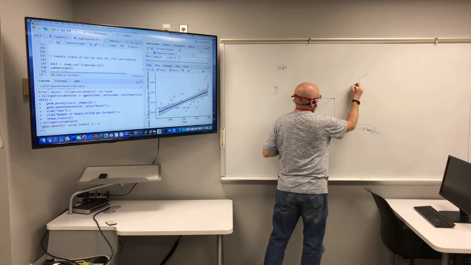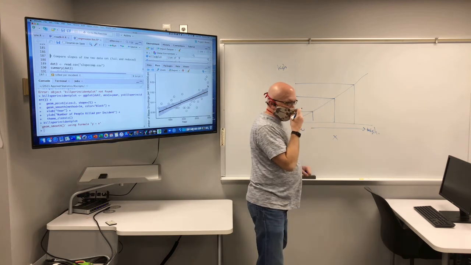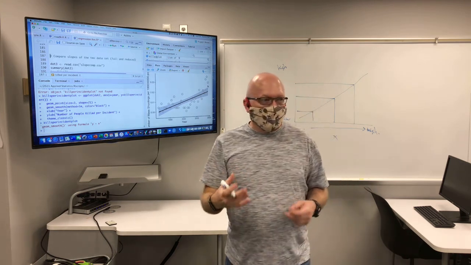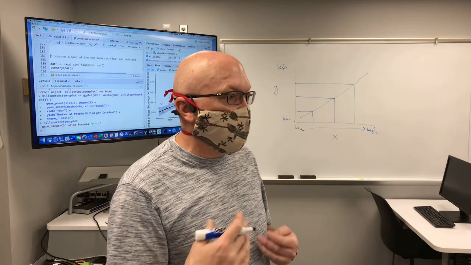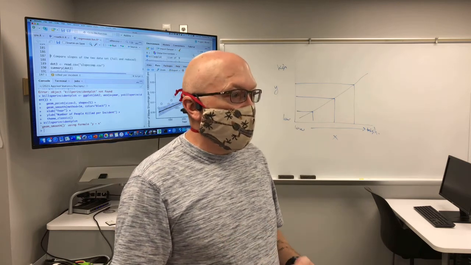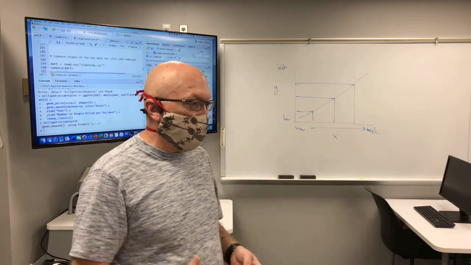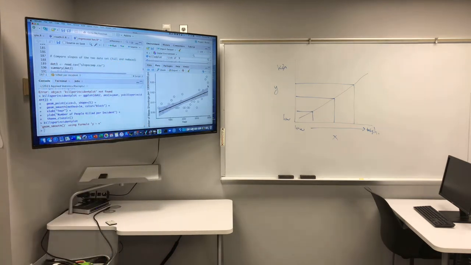At this particular value of x, what is the average of y? So you can think of the line as the equation that you can use to calculate what's the expected average value of y for any given value of x. And the thing that determines that relationship is the slope value.